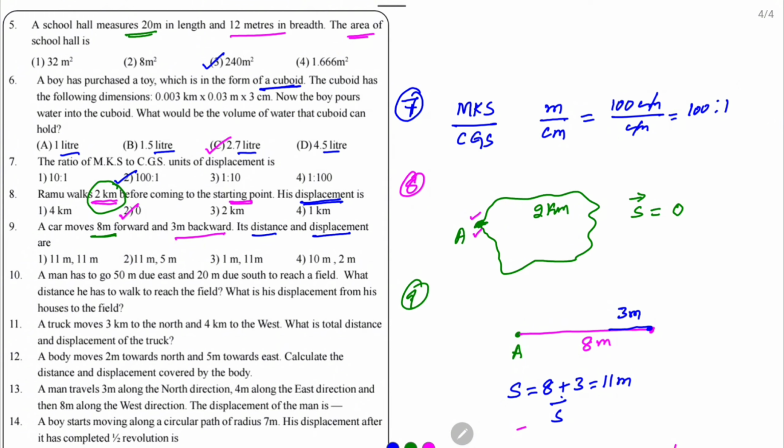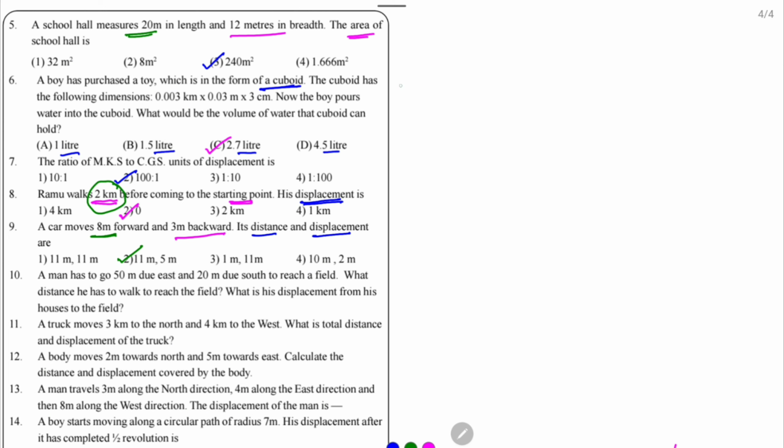Now coming to displacement, displacement is the shortest distance between initial point and final point. So your initial point is A and finally you are here. So this is, let us take B. So how much is this one, which is 8 minus 3, which is 5 meters. So displacement is 5, distance is 11. So your answer is 2. Hope you got the same answer. Let's move to question number 10.